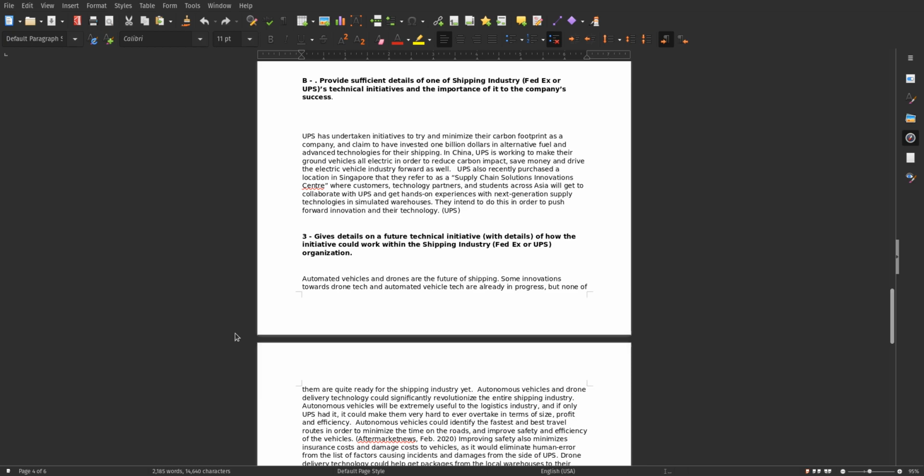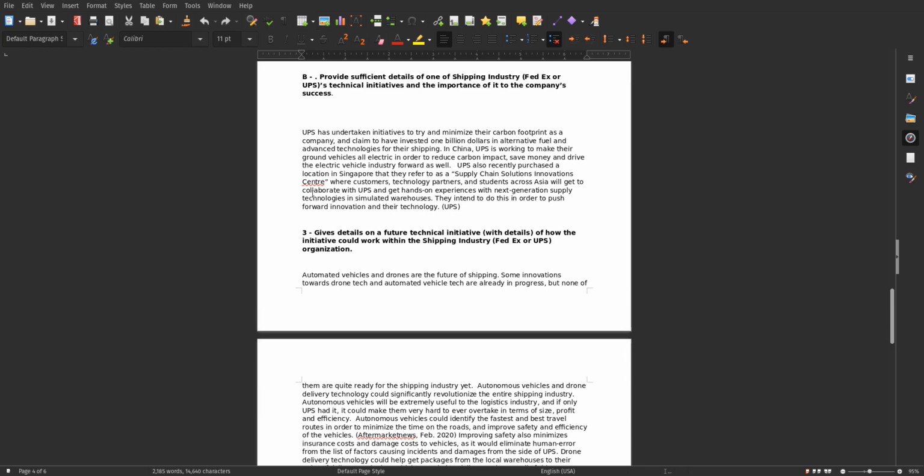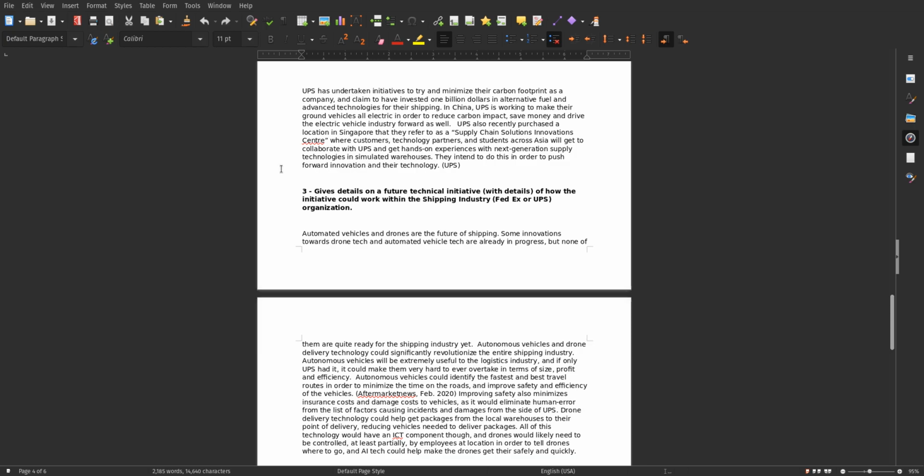Next, I'll provide details about the shipping industry and the technical initiatives. UPS has undergone several initiatives to try to minimize their carbon footprint as a company and claim that they have invested $1 billion in alternative fuel and advanced technologies for their shipping. In China, UPS is working to make their ground vehicles all electric in order to reduce carbon impact, save money, and drive the electric vehicle industry forward as well.